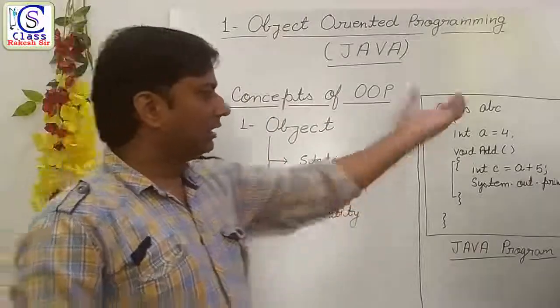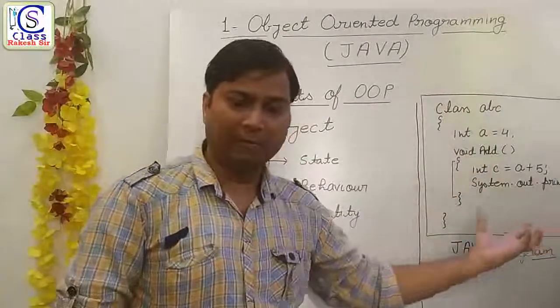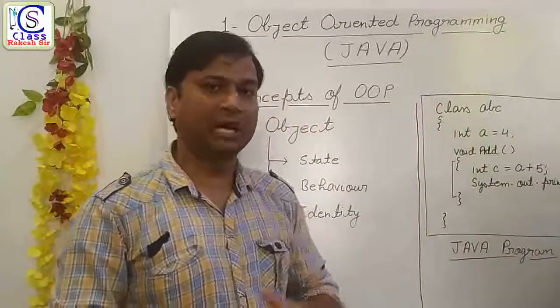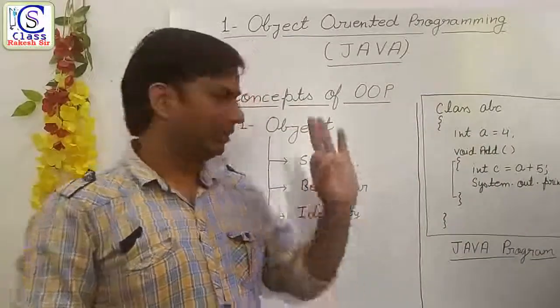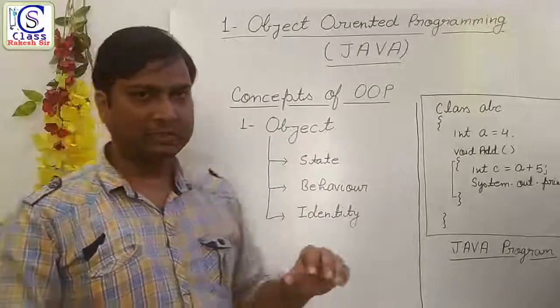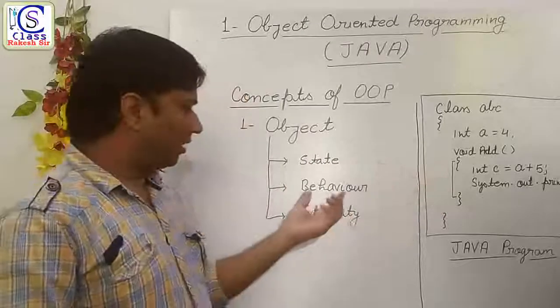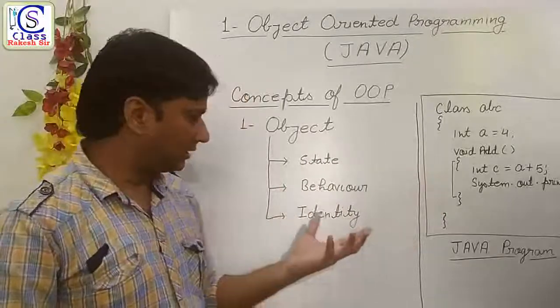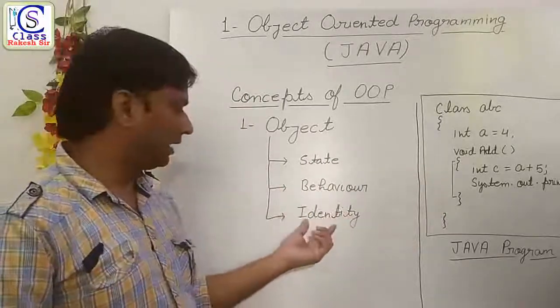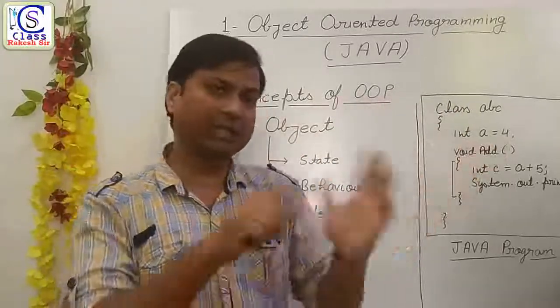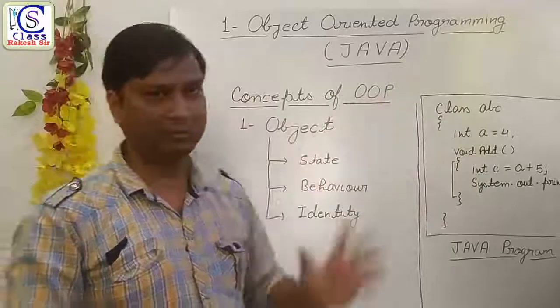It means if you are going to write any Java program, then you will create an object, and this object has three different points. The point is state: what is the state of the object, what is the behavior of the object, and how we will give the identity of this object. Whenever we create an object, these are all the points we have to declare.